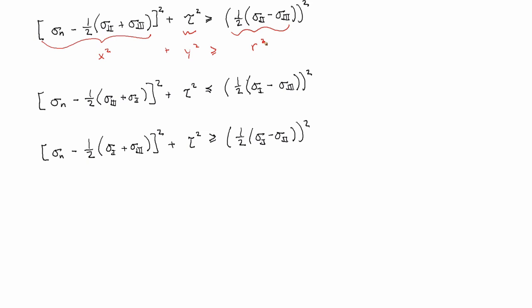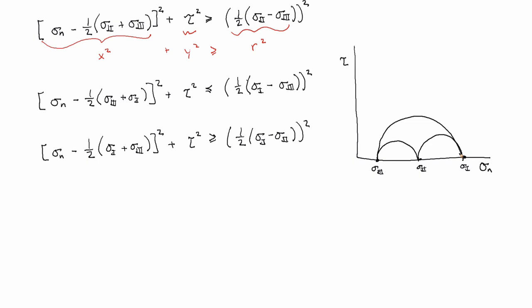What that defines is, if I were to plot sigma n and tau, for any given values of sigma 1, sigma 2, sigma 3, you get three circles defined by the differences between them. Sigma 1 minus sigma 2 gives you the diameter, and of course the radius is half of that. So it gives you this circle, and this circle. What this says is that the components resolved on any surface are always going to be inside this region right here.